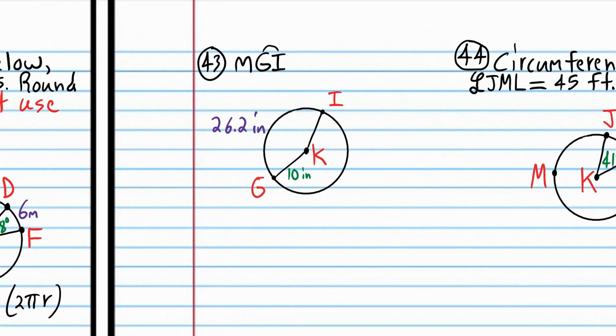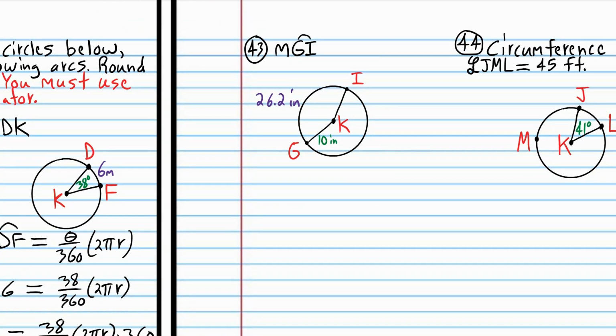So we want the measure of arc GI. We want the measure of this arc. In order to find the measure of that arc, we have to find the measure of the central angle, but we don't have the measure of the central angle. So we have to use the information given.